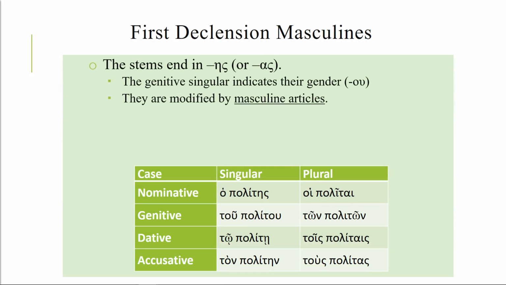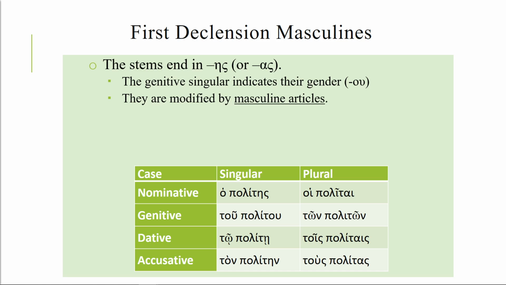There are a few words in the first declension that are masculine, even though they have first declension endings for the most part. Because they are masculine, they are modified by masculine articles. The thing that gives it away as masculine is that the genitive singular has an -ou in it, and also the nominative singular tends to add a sigma. Otherwise, the endings are the same first declension endings we normally use for feminines, right? So ho polites is a citizen, tou politou, tōi politēi. Notice we have the masculine articles, so we know that these are masculines.